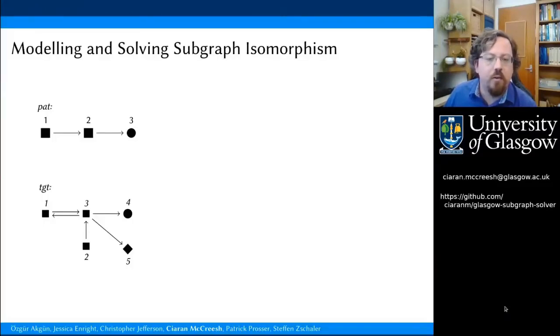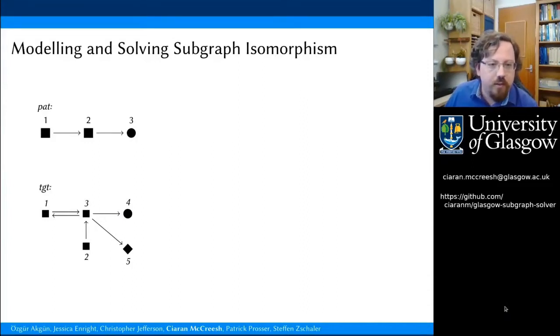So in a basic subgraph isomorphism problem, we're given a small graph, which we're calling the pattern, and a larger graph, which we call the target. And the idea is to find a copy of the pattern inside the target, or to show that it doesn't exist, or we might want to find all solutions.